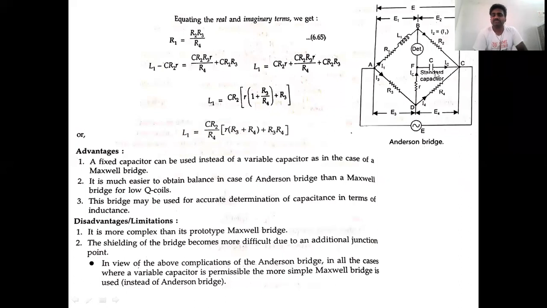Another thing is shielding of the bridge. We have to shield the bridge from the protection point of view. That also makes things quite complex because of the additional junction. See, here we have the F junction. The F junction is connected in between this particular detector arm. So this is the additional junction, and that makes the shielding process quite complex. There are additional complications, but in terms of using the standard capacitor arm, there are quite a few advantages. The range is increased, but Anderson's bridge is quite complex, whereas Maxwell's bridge is quite simple from the analysis perspective. So this is about today's class.